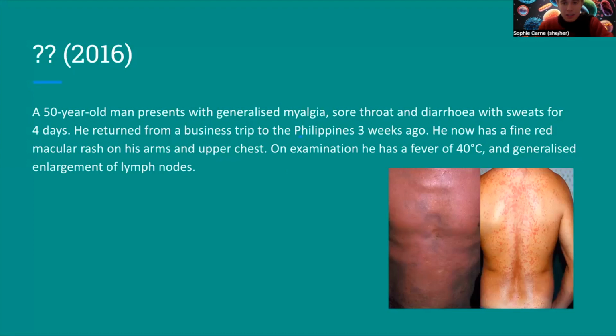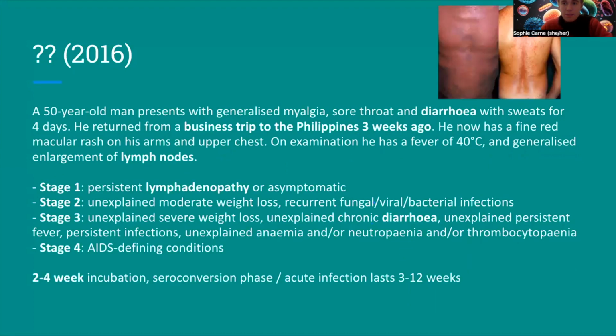Noting this and this rash here. This particular virus, which I haven't revealed yet, has a few different stages. It starts off with maybe some persistent lymphadenopathy or asymptomatically. And then you get immunosuppression, which might give you a hint.